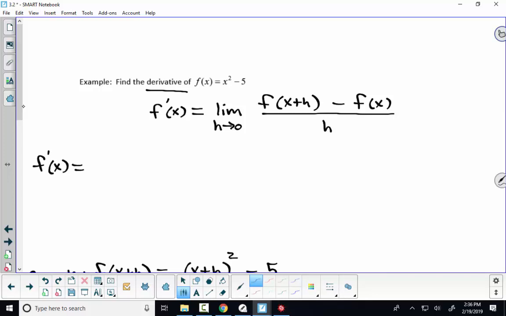So then f prime is the limit as h goes to 0 of our numerator, which we saw simplified to 2xh plus h squared, all over h. So as h goes to 0, what is that limit? 2x.